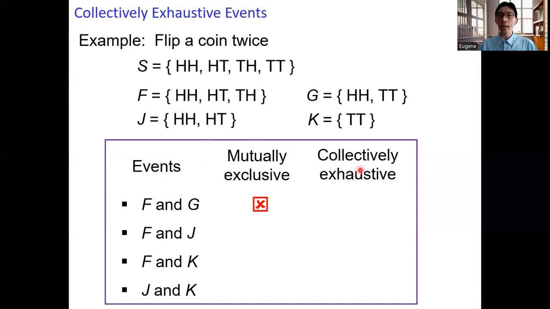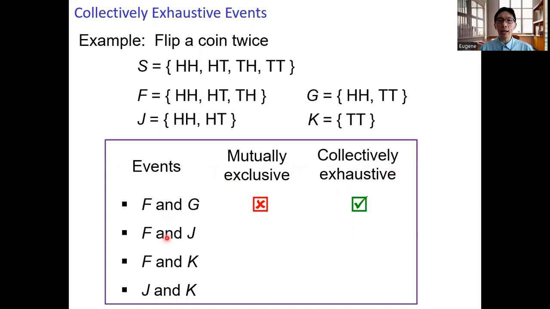Are the two events collectively exhaustive? We check whether events F and G together consist of all the sample points in the sample space. We have HH, HT, TH in event F, and in event G, we have the sample point TT. Combining event F and event G, all the sample points in the sample space appear in either event F, event G, or both. So events F and G are said to be collectively exhaustive.